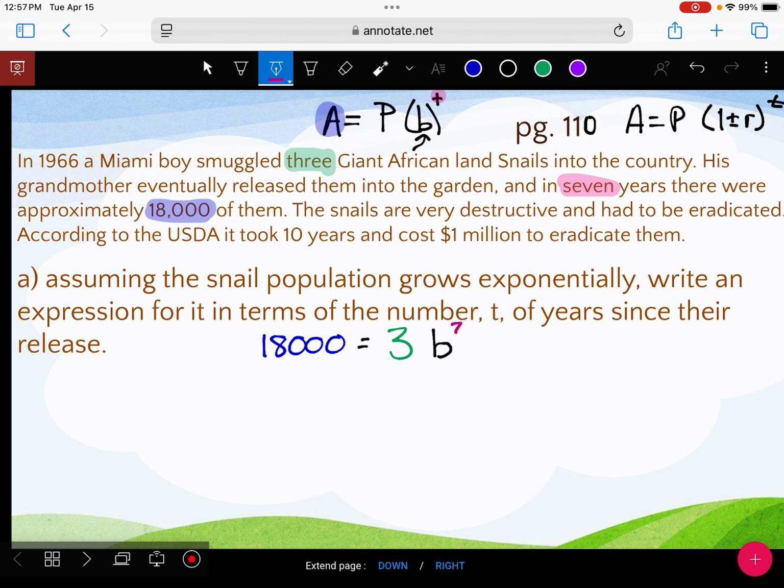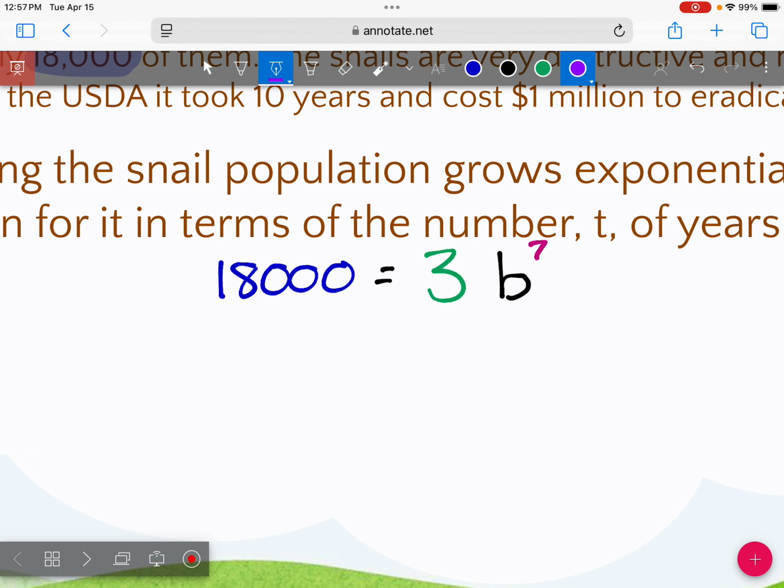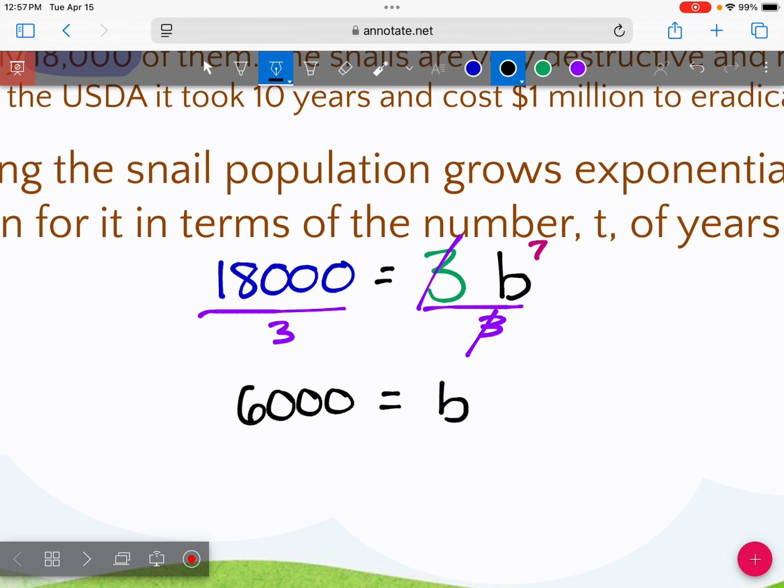What can we do to try and figure out what B is here? Divide both sides by 3. Excellent start. If I divide this side by 3 and this side by 3, that 3 and that 3 cancel out. So we get 6,000, because 18,000 divided by 3 is 6,000. We have some base to the 7th power. What can we do there?